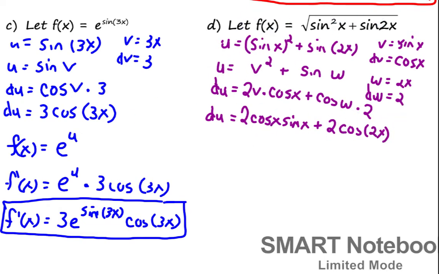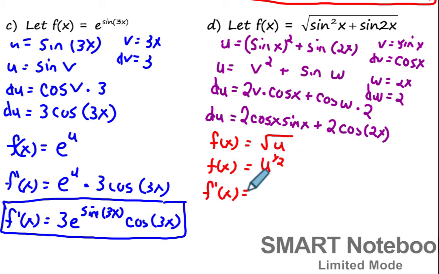Now I'm going to rewrite f of x. Recall that the square root is the same as raising to the 1/2 power. So f of x is equal to u to the 1/2. The derivative would be 1/2 u to the negative 1/2 times the derivative of u, which I've already figured out to be 2 cosine of x sine of x plus 2 cosine of 2x.